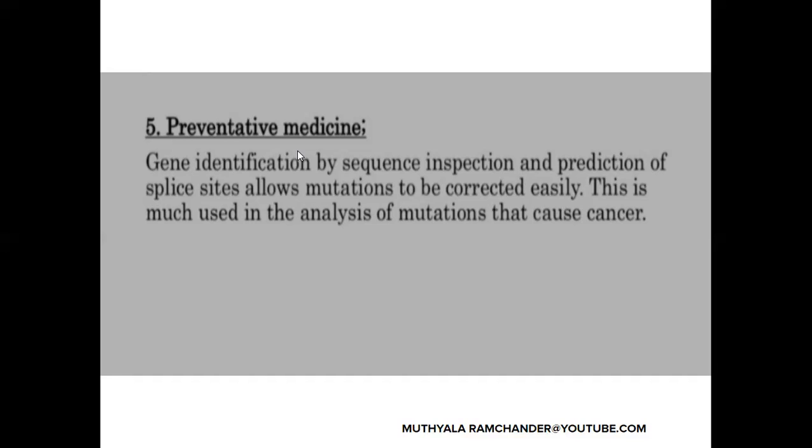The mutant genes are spliced and eliminated automatically. Mutated genes are replaced or corrected easily by the preventative medicines. If the mutant genes are eliminated or corrected, they automatically don't show any types of diseases. For example, here it is mutations that cause cancer, but cancer-causing genes are corrected by preventative medicines, by the splicing of the genes.